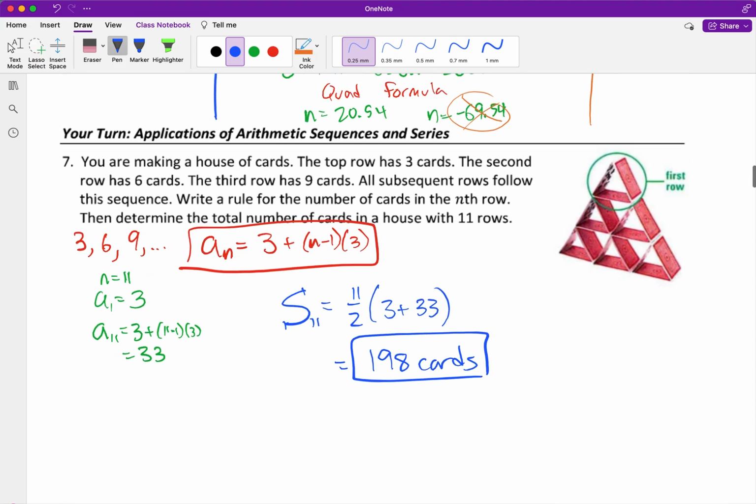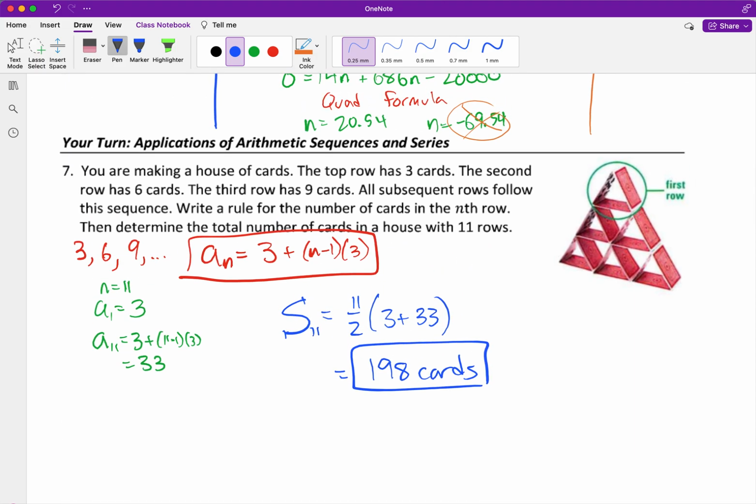The rest of this stuff is practice. You can take a look at it, see how you're feeling, and check the answer key out, and go from there. All right, hope you found this helpful.